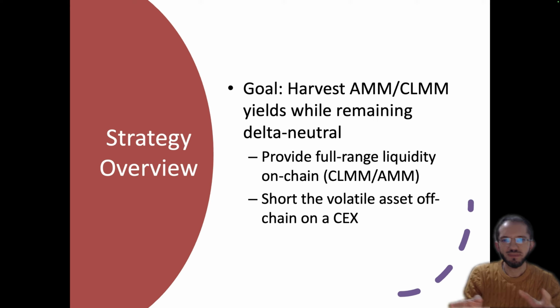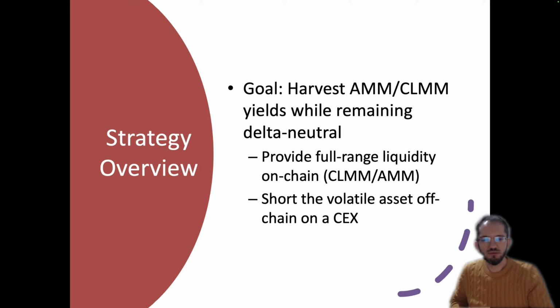What's the big idea behind the project is that many liquidity pools offer very attractive yields. However, when one side or both sides of the pool are volatile assets, then we can lose a lot of the value of our inventory, at least in USD terms, if the price swings heavily to the downside. So the goal of this strategy is to hedge the volatile asset of the liquidity pool on a centralized exchange.